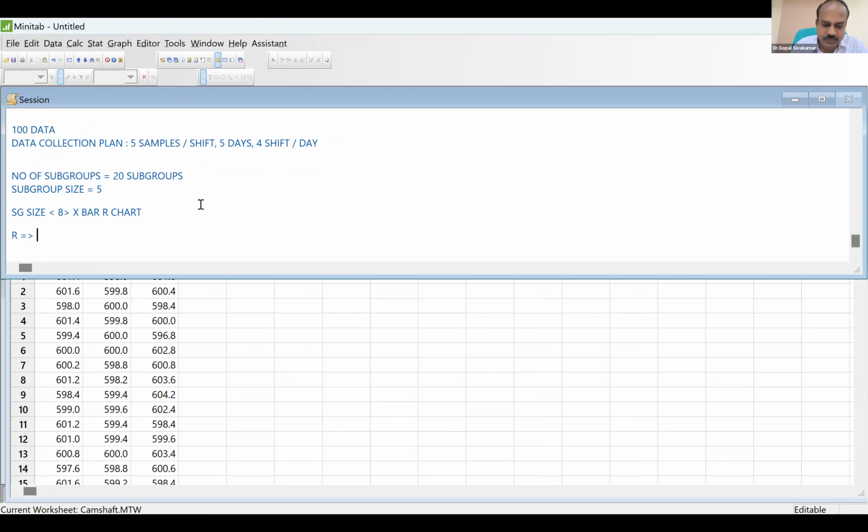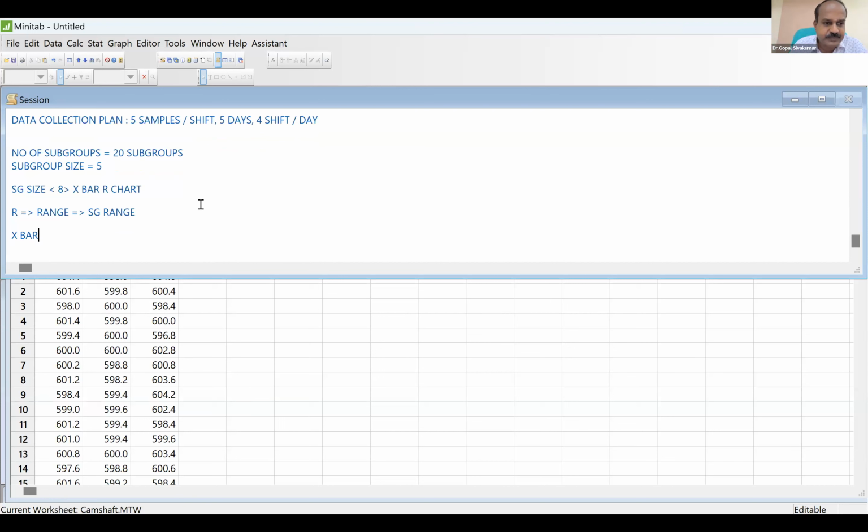Now R means range. What is that range? Subgroup range. How many subgroups have you taken in every shift? Only 1 subgroup per shift, isn't it? So that subgroup range is a representative of the shift variation. Throughout the shift, if you maintain consistent quality, range will be minimal. As the range increases, you can understand there is too much variation within the shift.